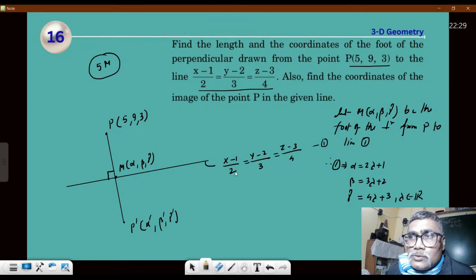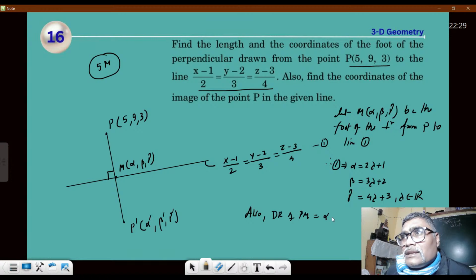That means 2 times what is the direction ratios of PM? That also you can write formally, right? So, I'm writing that also, DR of PM. What will it be? Alpha minus 5, then beta minus 9, gamma minus 3. At this point, I would like to put these values. In alpha, I'll put twice lambda plus 1. So I'll be getting this as twice lambda minus 4.